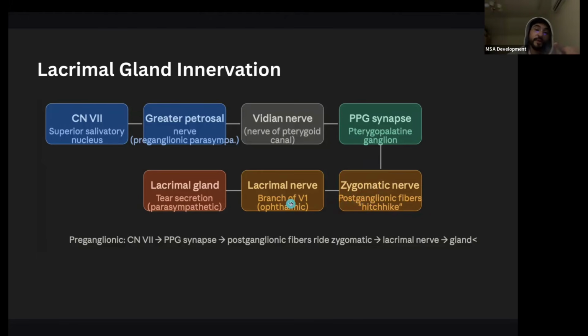They go all the way to the lacrimal nerve and then supply the parasympathetic innervation to the lacrimal gland and then making you cry. Okay, I hope the exam does not make you cry. So this is how the lacrimal gland gets innervated parasympathetically. Okay, the only thing that's different here is that it hitchhikes the zygomatic nerve.